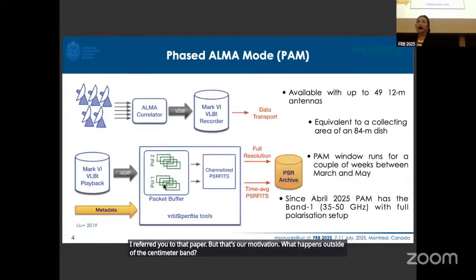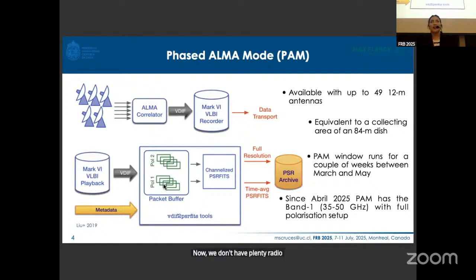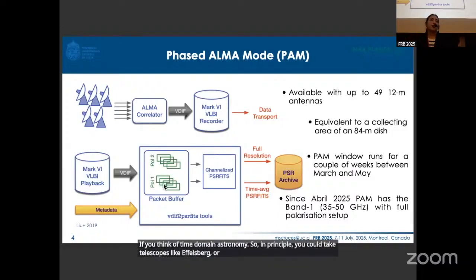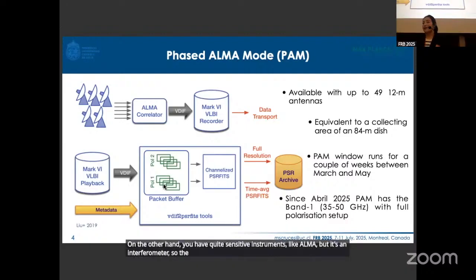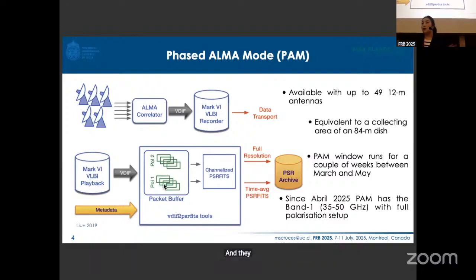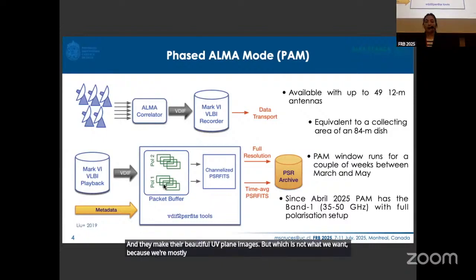Now, we don't have plenty of radio telescopes that are efficient at millimeter waves if you think of time domain astronomy. In principle, you could take telescopes like Effelsberg or GBT or VLA to 20 or 30 gigahertz, but the efficiency significantly decreases. On the other hand, you have quite sensitive instruments like ALMA, but it's an interferometer. So the science they do is they take all the different telescopes, correlate them, and make their beautiful UV plane images, which is not what we want because we're mostly interested in time domain astronomy.